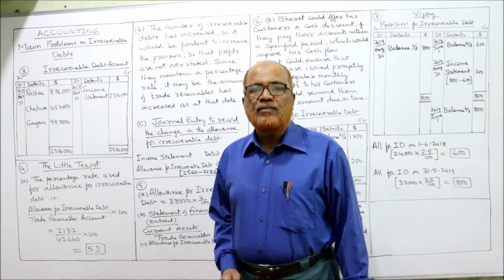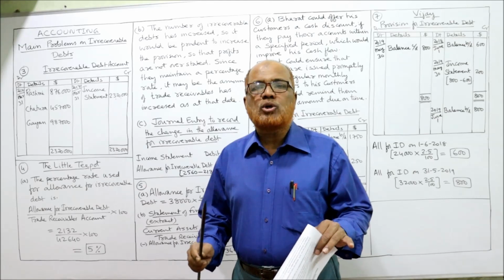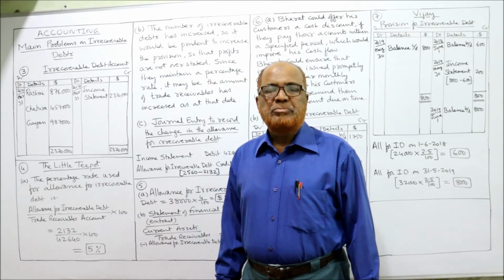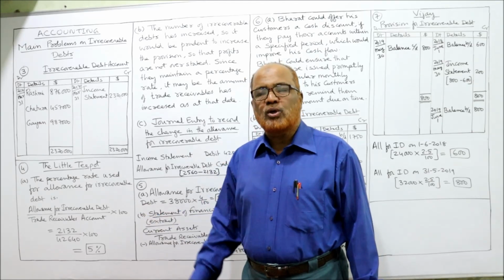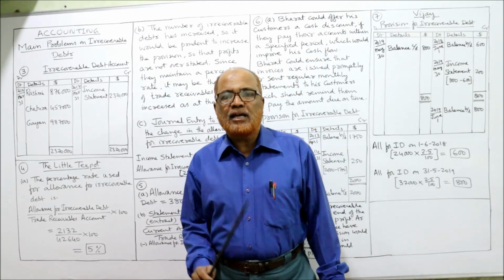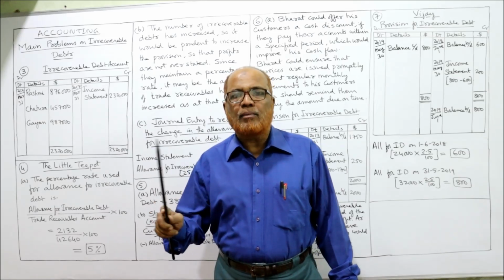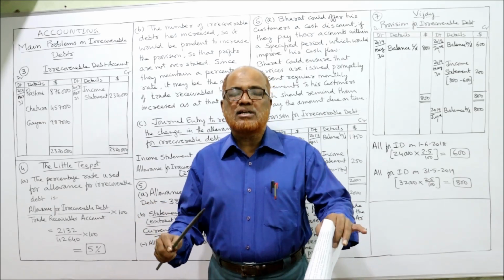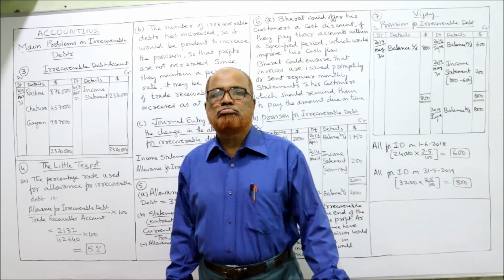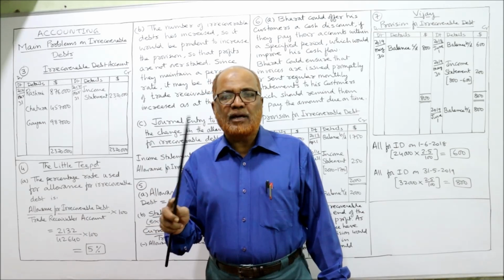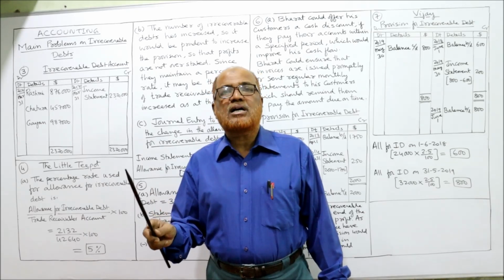Now, at the end of the year, all the irrecoverable debt should be transferred to the income statement. The entry is income statement debit, irrecoverable debt credit. I have already explained these things in the last video also. Income statement debit, irrecoverable debt account credit.